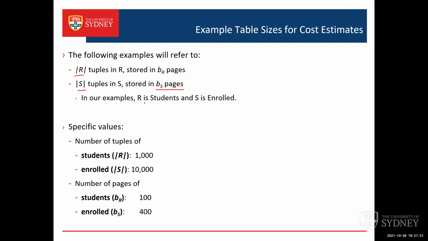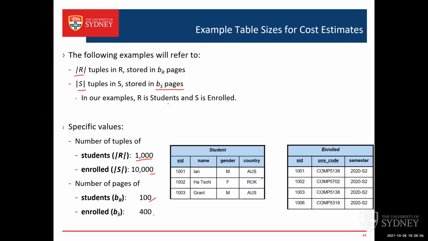Let's think about our example: R is a student table, S is an enrolled table, and we have these values. The number of students is 1000, the number of enrolled records is 10,000. To store the student information we need 100 pages or 100 blocks. In the enrolled table, we have 10,000 data, and to store all of those we need, let's say, 400 pages. That's all the information we have, and based on that we want to perform the join. This is a natural join, you can see. So what should be the cost in these three algorithms that we have just seen?